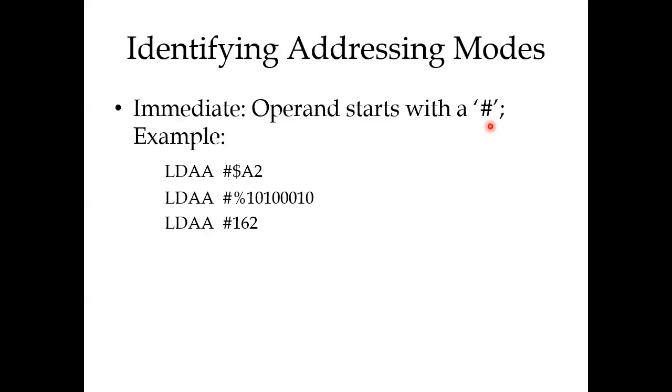That means the pound sign should precede the operand part of the instruction. Remember, we have two parts: the first part is the opcode, the second part is the operand. If you have the pound sign, that's it. That's immediate, which is very easy to identify.